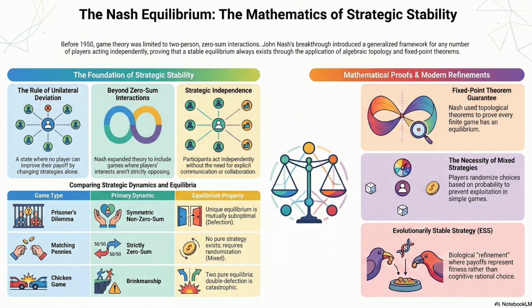Because anytime you are negotiating a salary with a boss, anytime you observe animal behavior in a nature documentary, or anytime you watch complex algorithmic trading bots interact in a financial marketplace, you are actively witnessing the invisible mathematical architecture of the Nash Equilibrium trying to find its stability. It is the hidden universal operating system of all strategic interaction.